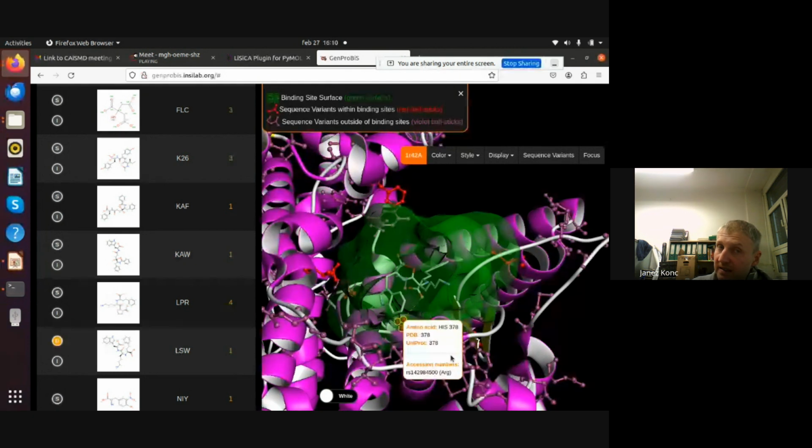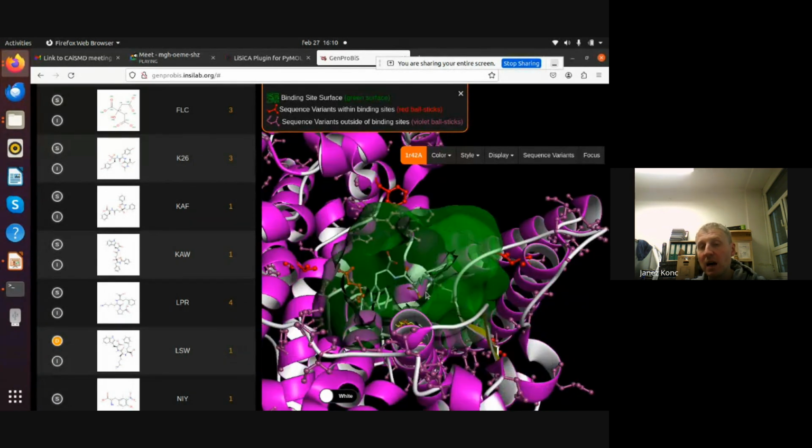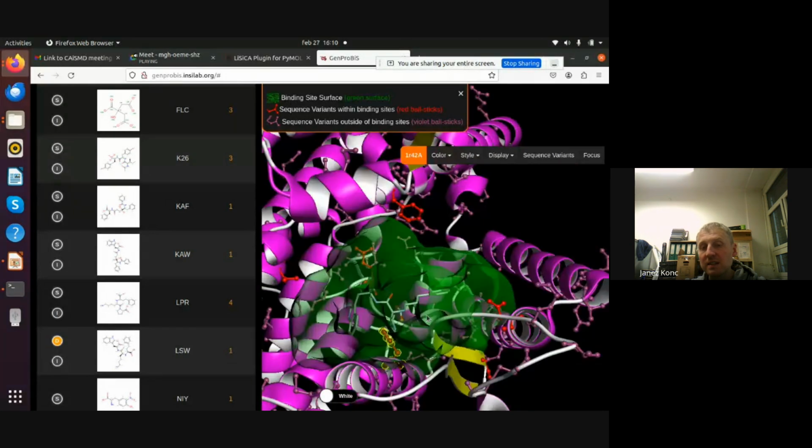So it may affect the more or less than the general population. So you see, this is very important. Sequence variants are very important, and using our tool, we can determine where they are on the surface of a protein and what ligands they interact with.